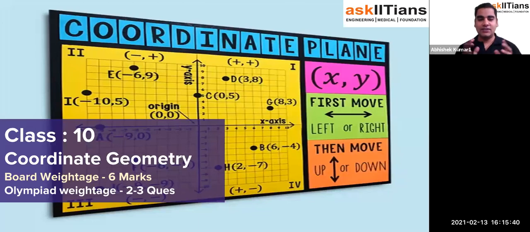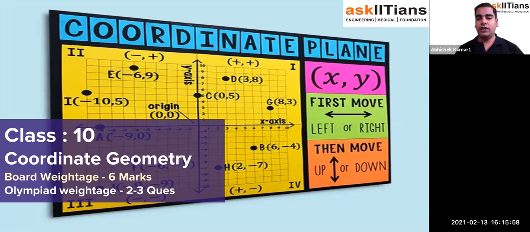Hello, everyone. Welcome back to lecture number 2 of the chapter Coordinate Geometry. That's chapter number 7 as per NCERT of your Class 10th mathematics. And this is lecture 2, and we are going to cover three topics. What are those three topics? I will tell you in the next slide.